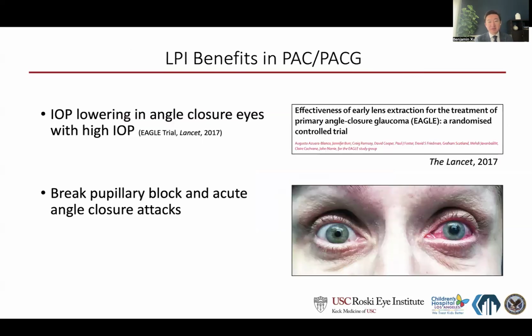The benefits of LPI are clear in eyes with PAC and PACG. The landmark EAGLE trial published in The Lancet in 2017 showed that LPI provides robust IOP lowering in angle closure eyes with high IOP. We also know that LPI can break pupillary block and therefore acute angle closure attacks.